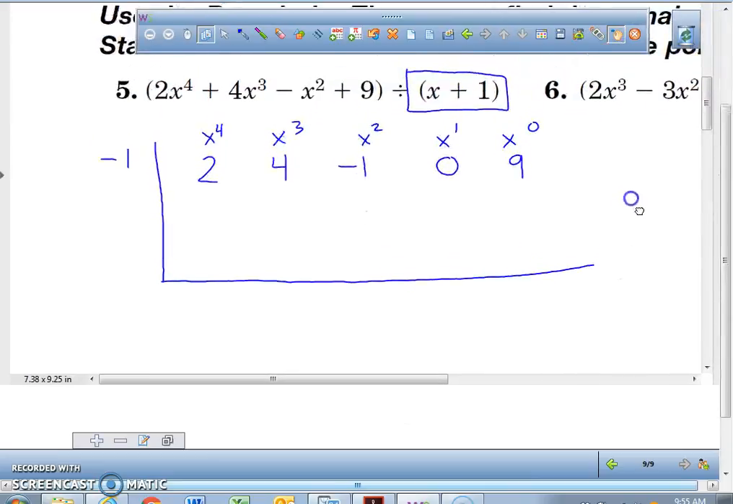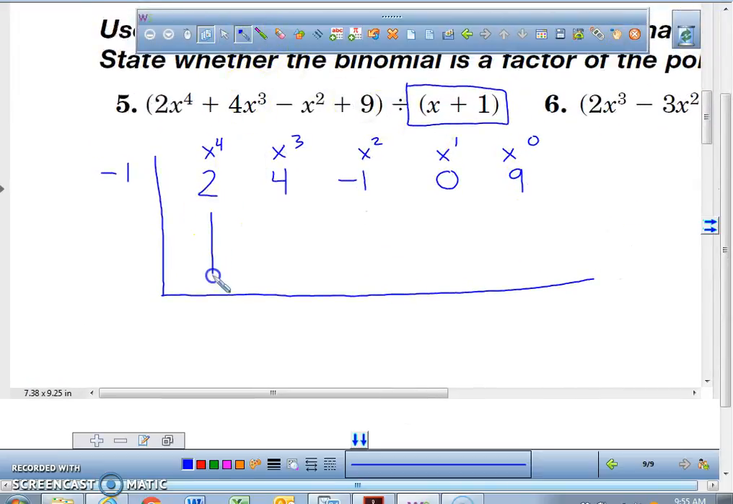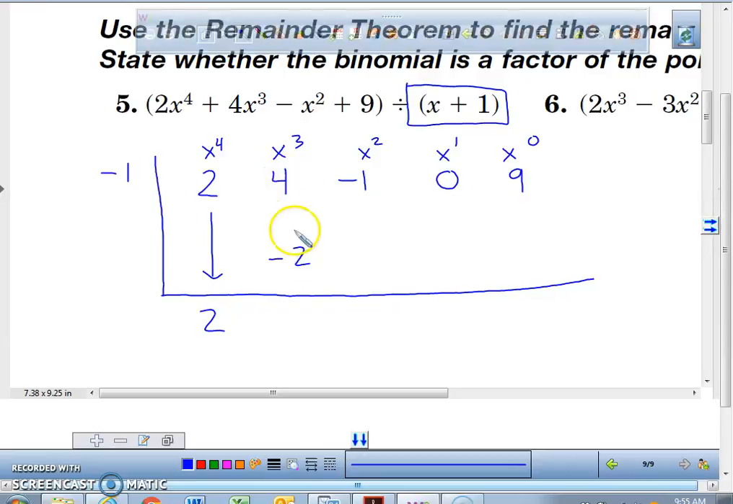And then we do the exact same thing we did on the first 4. Bring down the 2. Multiply these together, get negative 2. Add those together, you get positive 2. Multiply them together, get negative 2. Add these two together, get negative 3. Multiply negative 1 times negative 3, get positive 3. Add 0 and 3 together, you get 3. Multiply negative 1 times 3, get negative 3. Add those together, you get a 6.